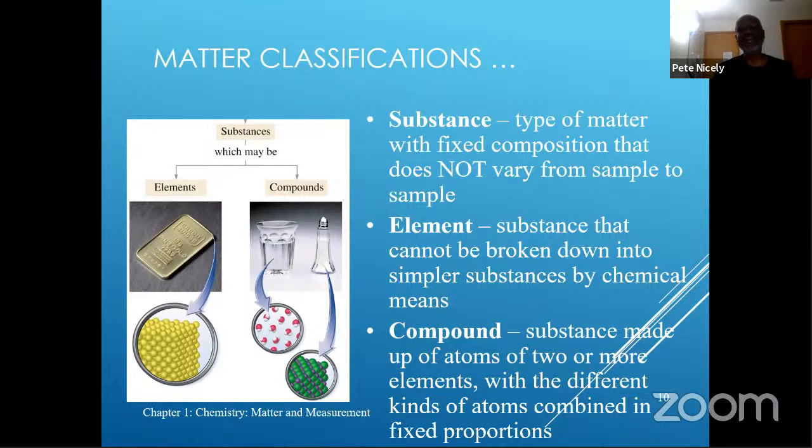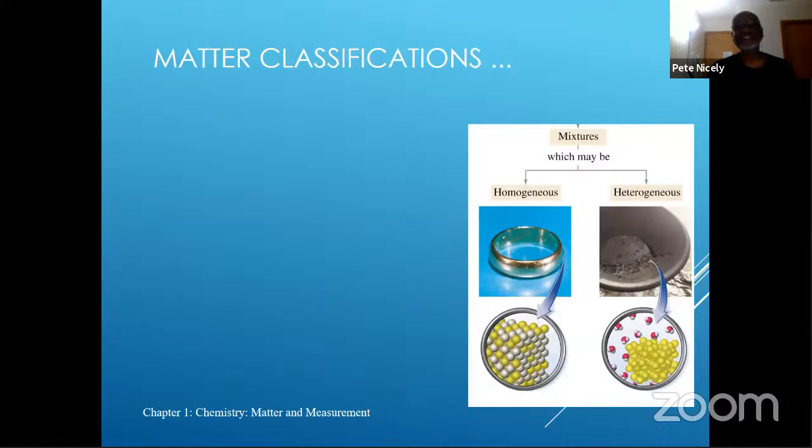An element would be something like oxygen or nitrogen or carbon, all those elements that you see in the periodic table, because those substances cannot be broken down into simpler substances. They're just made up of one type of atom, all right? So that's the difference between elements and compounds. So let's look at the other side where we were talking about mixtures, right?